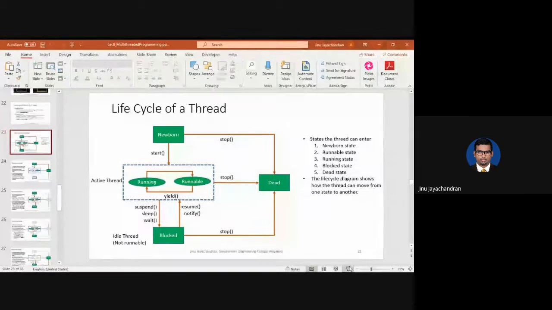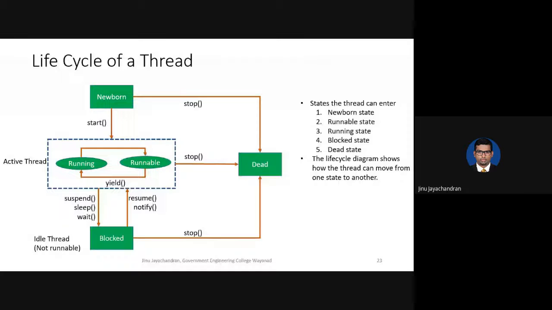So let's continue with something called a life cycle. Life cycle, as the name indicates, is like the life cycle of a human being: he will be a toddler or a kid or a child, he becomes a teenager, adult, and he becomes old and dies. So that's called the life cycle of a human being.